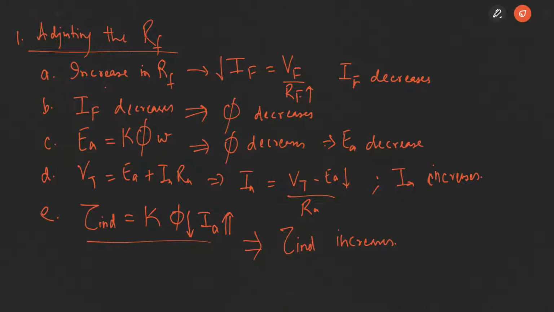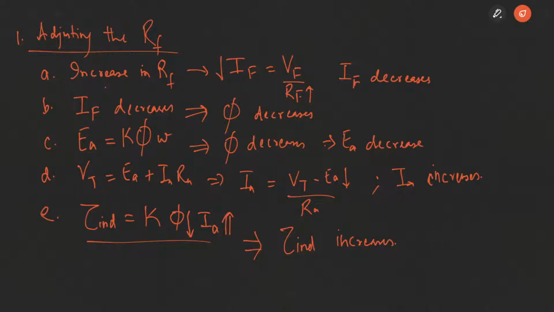We are saying that torque induced is equal to K phi into IA. Here now you can see that flux has decreased but armature current has increased. So which way should this go? Should this be constant or should there be a change in the induced torque?